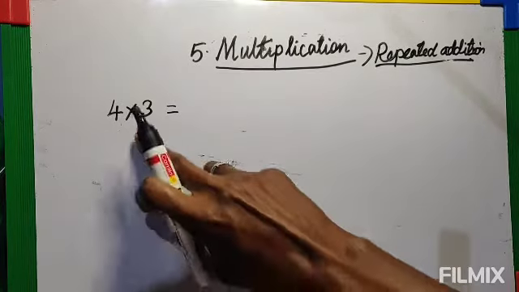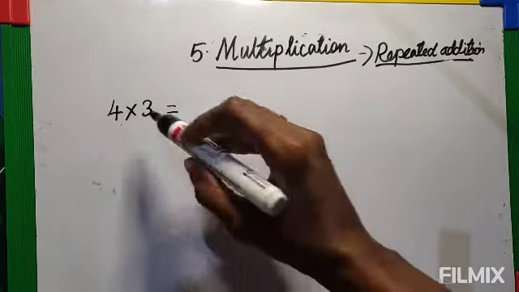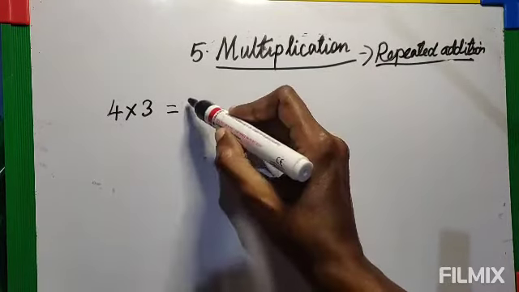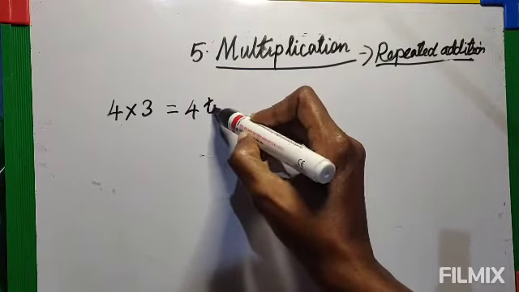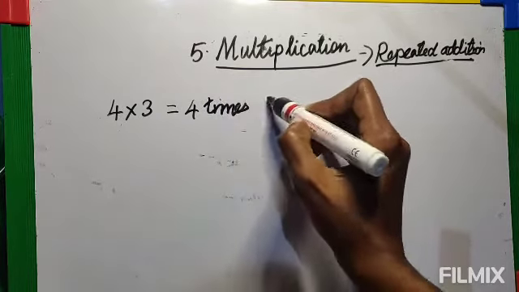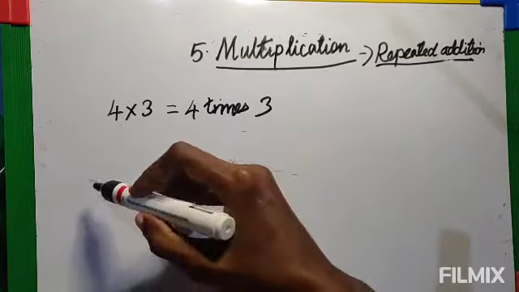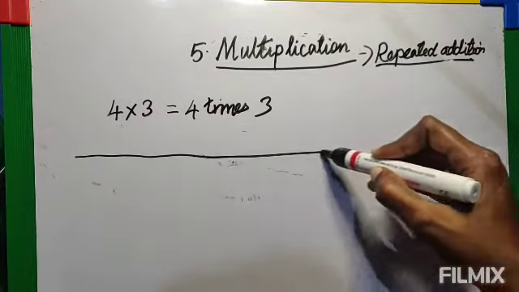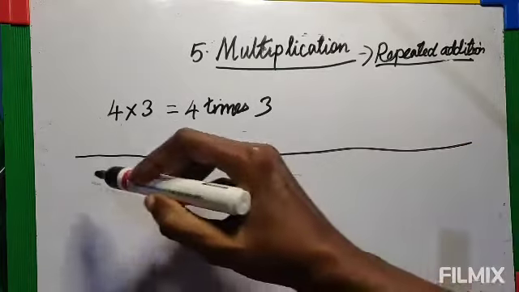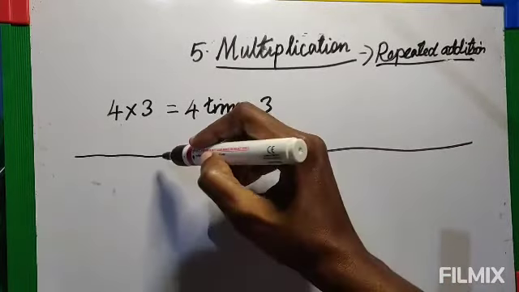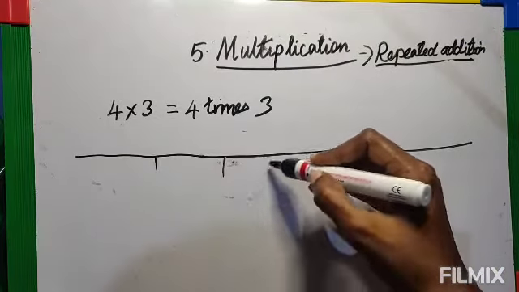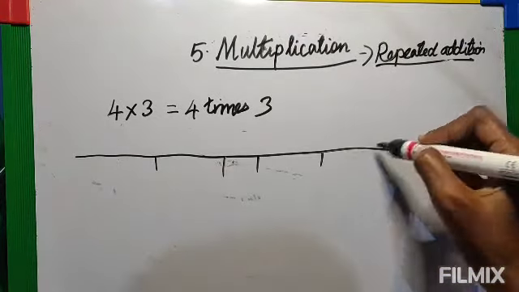Now 4 into 3, we are going to mark it on the number line. How can we write this? 4 into 3. 4 3s, that means 4 times 3. So now we will draw the number line first. You have to use the scale, don't draw with the hand. Use the scale and draw the line, and mark each centimeter. Don't mark one here, another one close by, another one far. This way you cannot do.